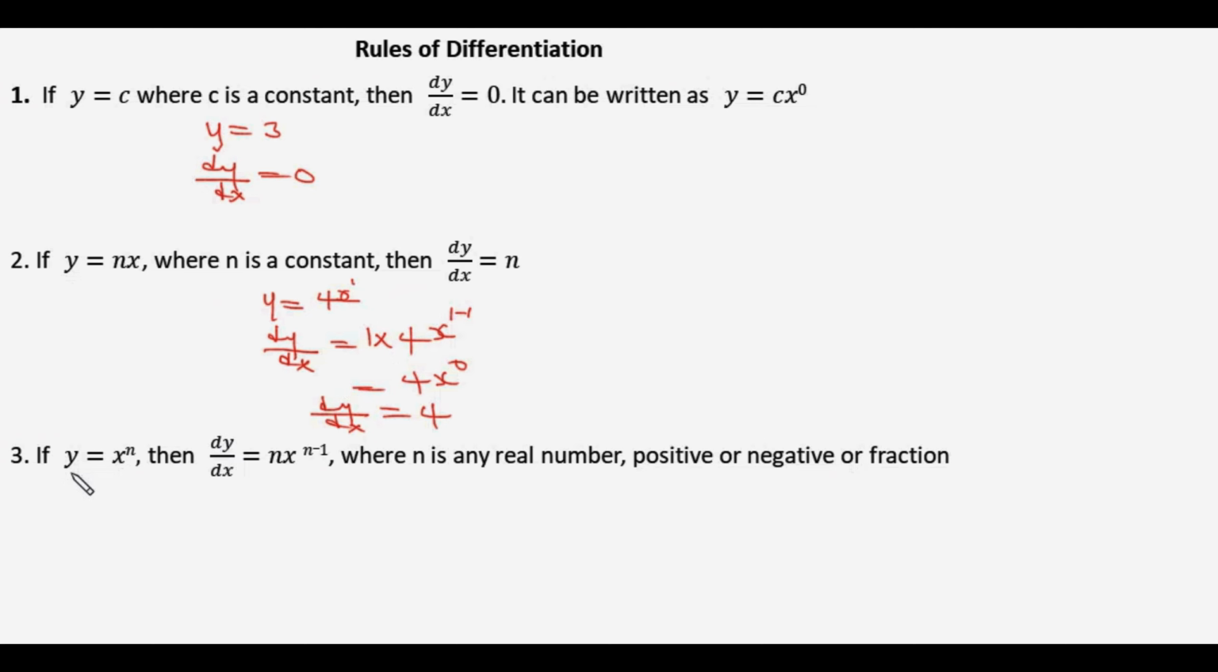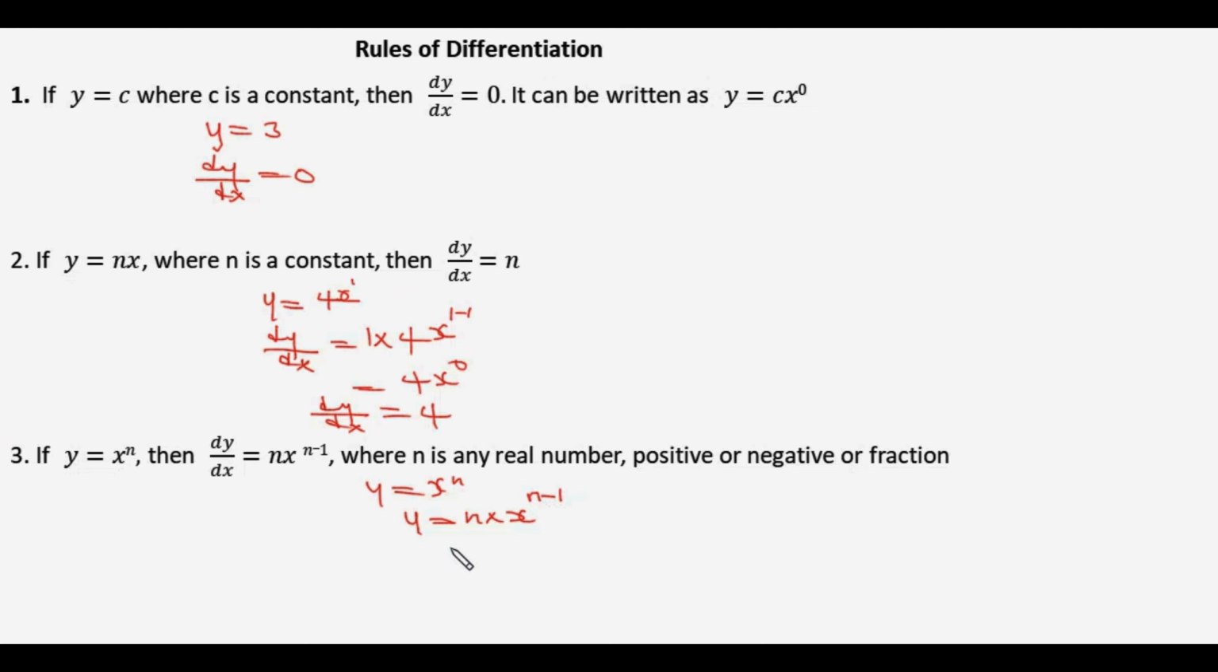So let's look at the third rule, which says if y equals x raised to the power n, this is what it gives us. If we illustrate this, n comes down, dy/dx will be equal to n times x, and then you subtract the power n by 1.